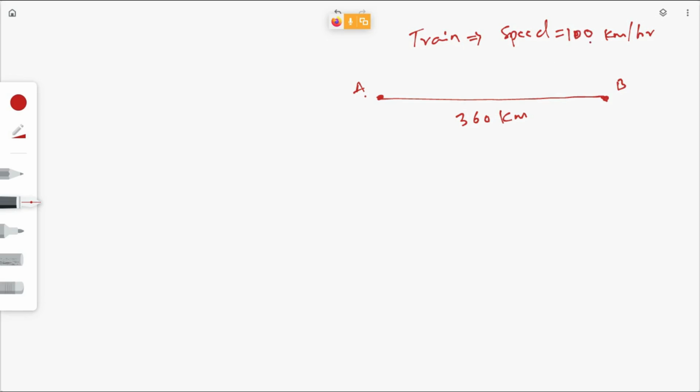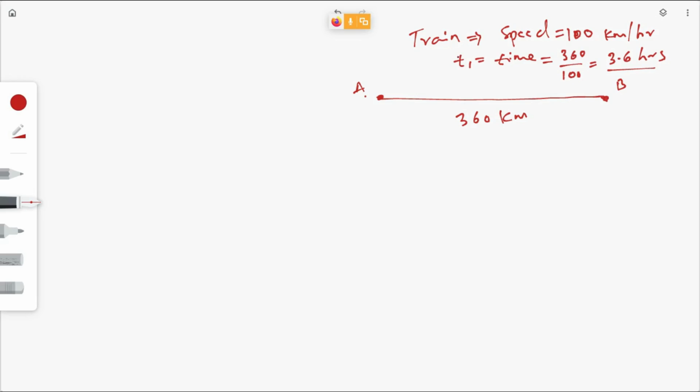If the speed of the train is 100 km per hour, then what is the time taken by the train to cover this distance? 9th class physics. How many hours? 360 by 100, total distance divided by 100, which is equal to 3.6 hours. Yes or no? This is your T1, the first case. T1 is equal to 3.6 hours.